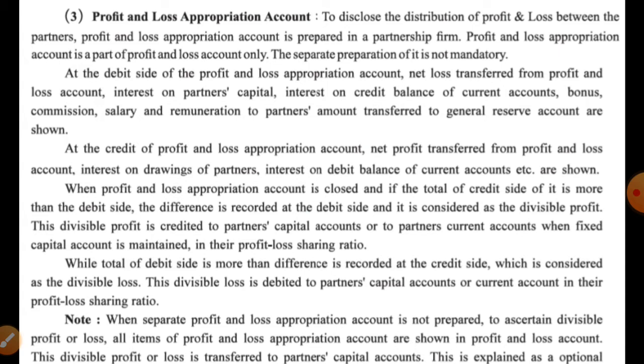Again repeating, on the debit side, interest on partners' capital means whatever capital the partner has given, on that interest is charged, so it is recorded on the debit side. And on the credit side, if it is drawings, meaning the partner has withdrawn a certain amount of money, cash or any kind of assets from the firm, then interest is charged on those drawings. That type of entry will be recorded on the credit side of the profit and loss appropriation account. And whatever difference comes in the profit and loss appropriation account is called divisible profit or loss.